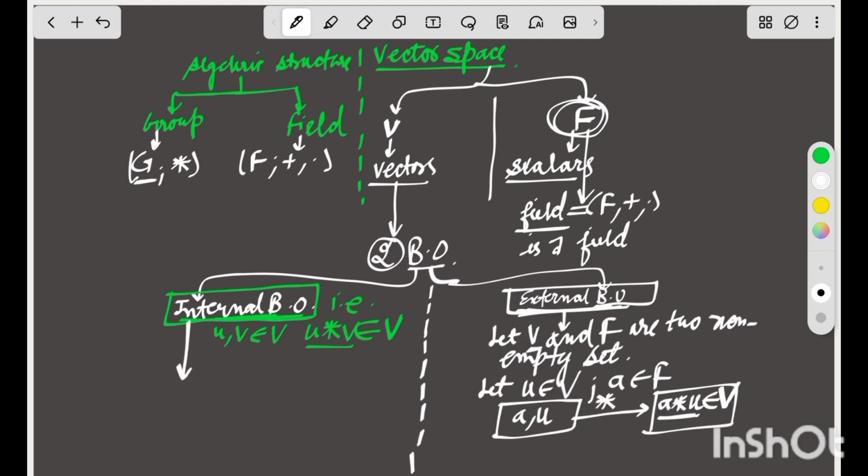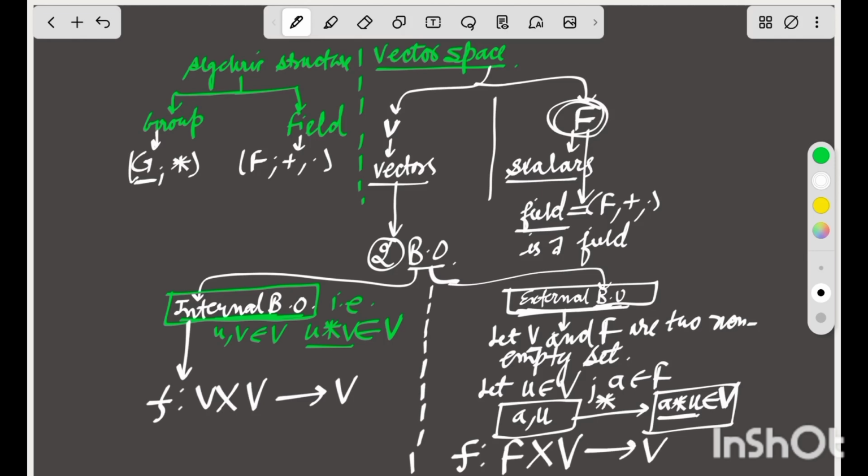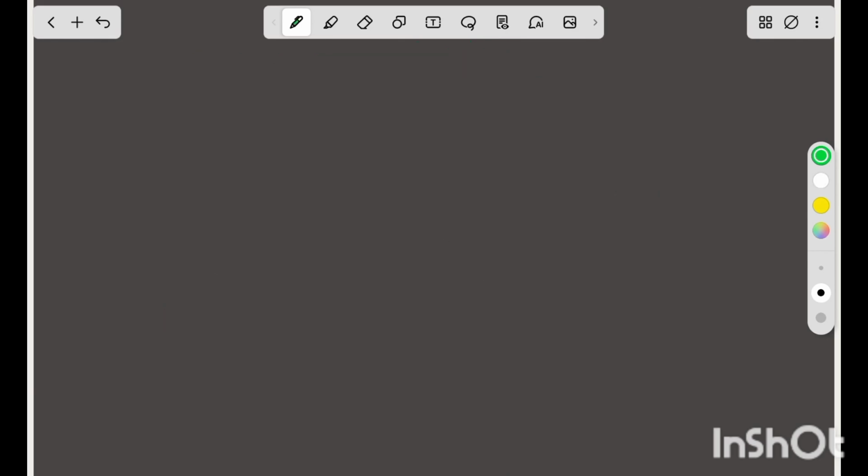We can say the internal binary operation is a function from V cross V to V. We are taking two elements from the set V, operating them, and the resultant is in V. And the external binary operation is a function from F cross V to V. We are taking an element of F, operating it with an element of V, and the resultant is in V. Let me summarize what we have studied till now.